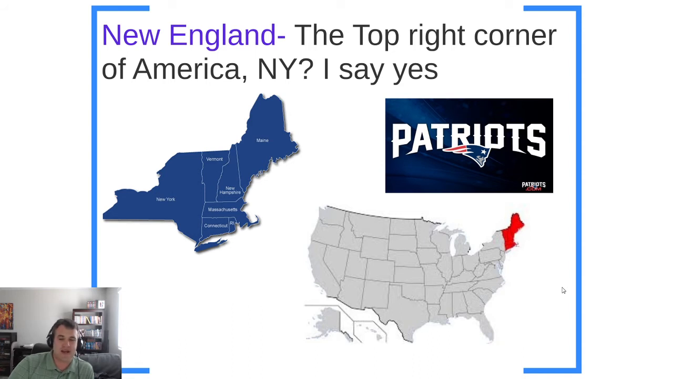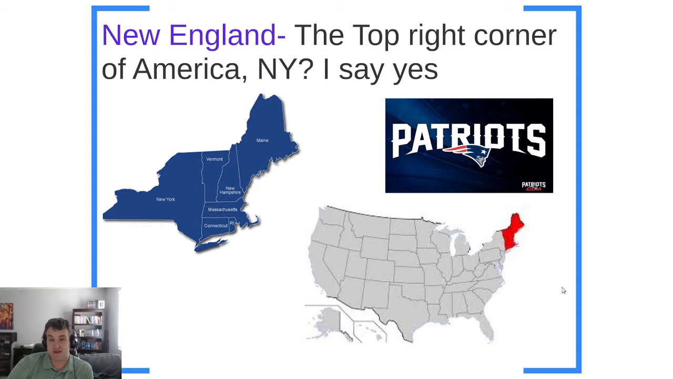Okay, now we got New England. So the top right corner of the United States. This is 1, 2, 3, 4, 5, 6, and I'll argue 7 states. Some people say New York is New England. I personally will say they are. Some people won't. So these 7 states, they're just kind of the first colonies, the first English colonies, and that's why they're given this moniker of New England.